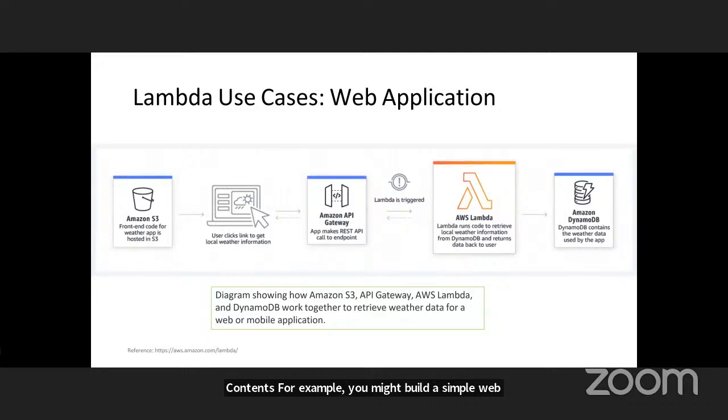So users interact with a front-end hosted on S3, submitting a request by clicking a button. Clicking the button sends the request to API Gateway, and the API Gateway triggers the Lambda function that loads the weather data from DynamoDB. This kind of setup is scalable, cost efficient, and very easy to maintain. So these are the use cases of the Lambda function.